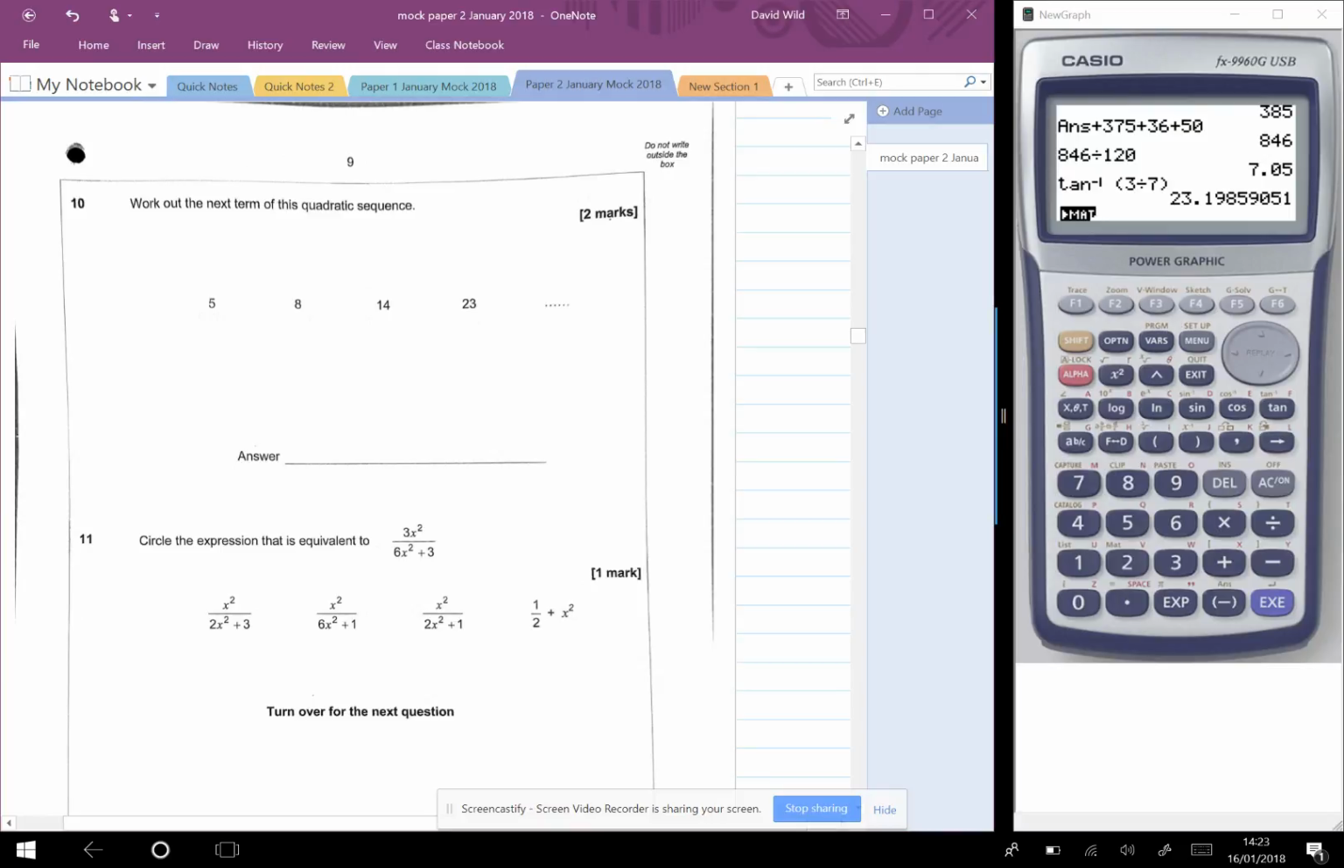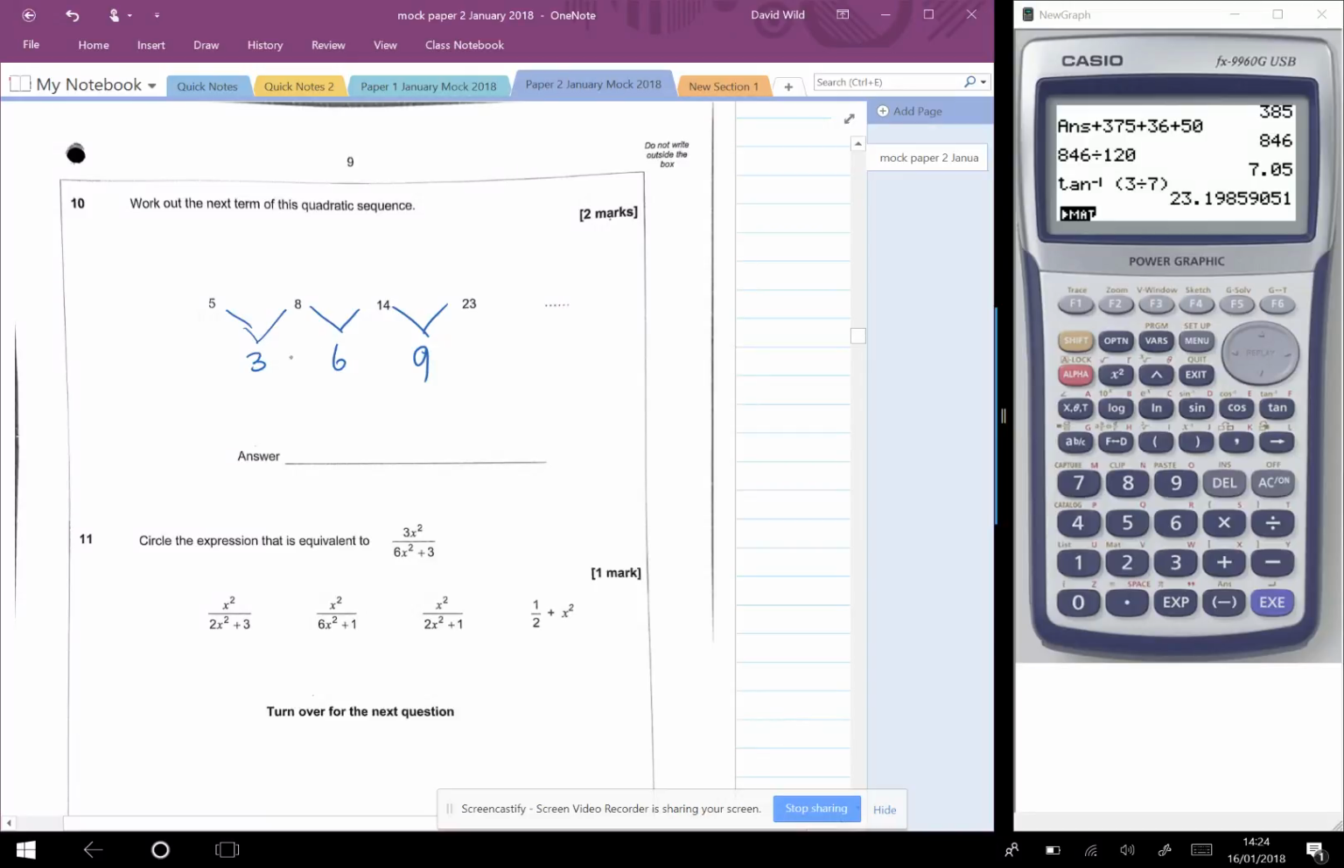Okay, quadratic sequence now. Work out the next term of the quadratic sequence. So how do we do that? Well, we should notice that this first difference between 5 and 8 is obviously 3. This is now going to go up by 6. This then goes up by, look at this carefully, 6 plus 3, which is 9.